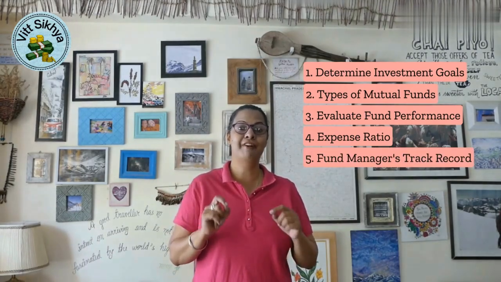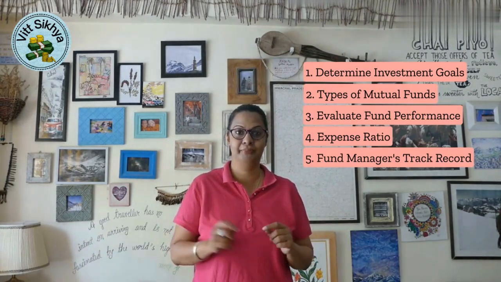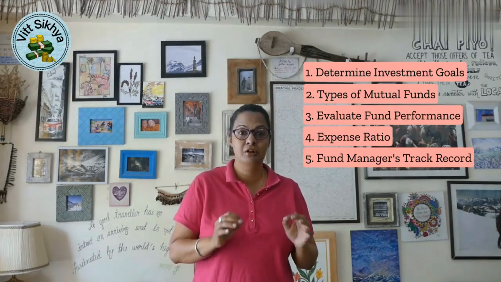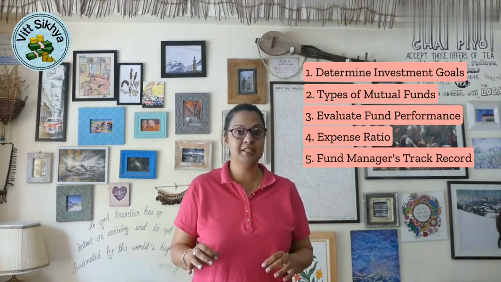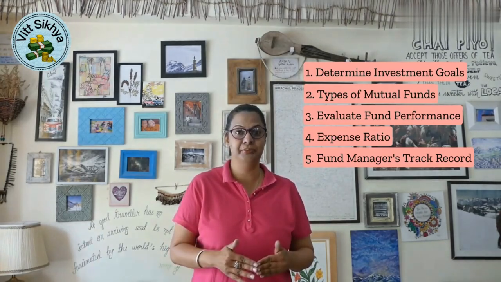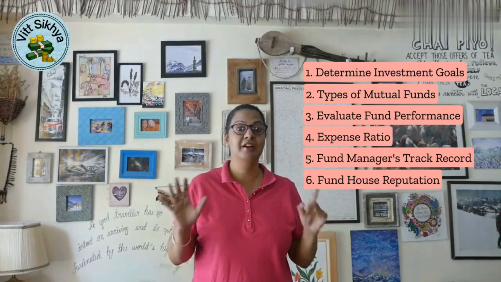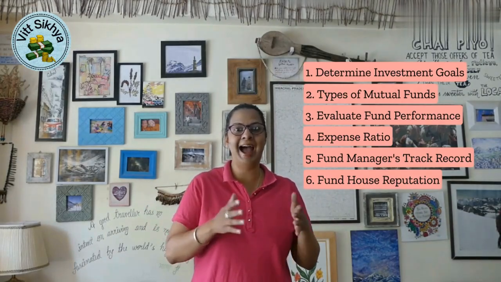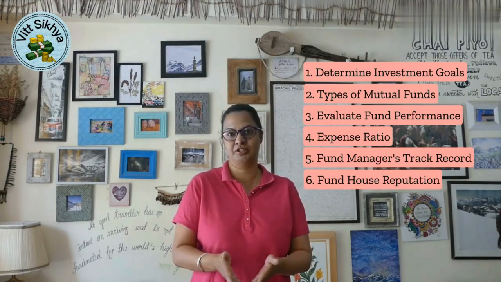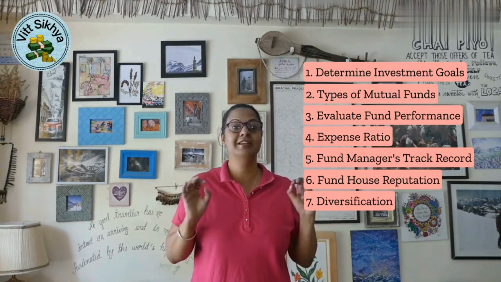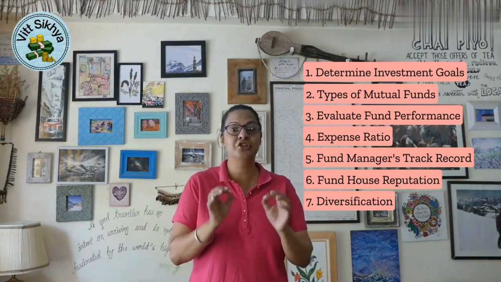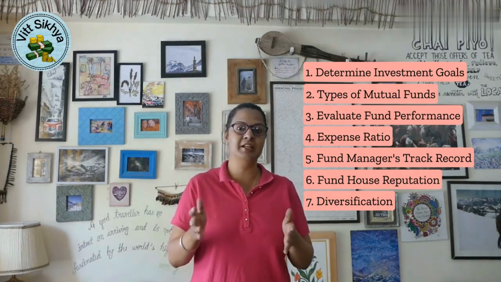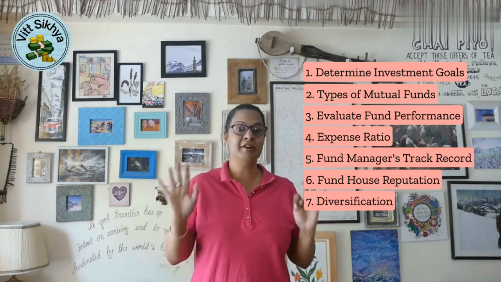Number 5. Fund manager's track record. Assess the fund manager's experience, past performance, and investment strategy. Number 6. Fund house reputation. Choose funds from reputed and well-established fund houses. Number 7. Diversification. Ensure the fund offers adequate diversification to mitigate risk. Number 8.